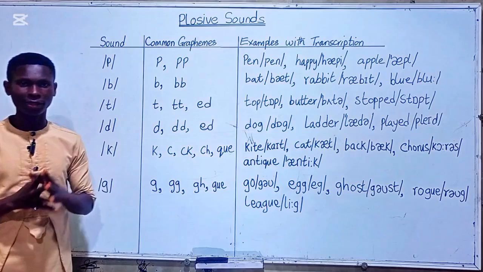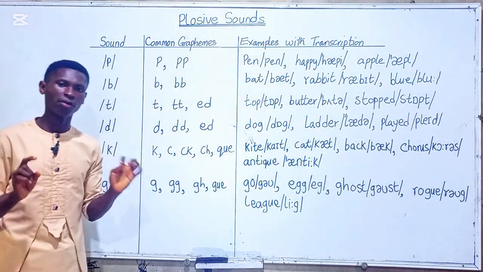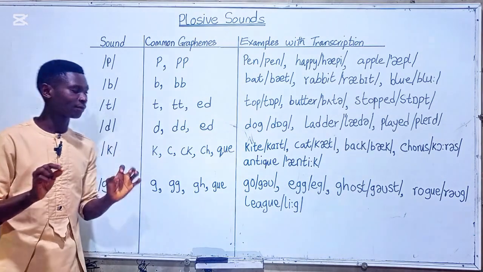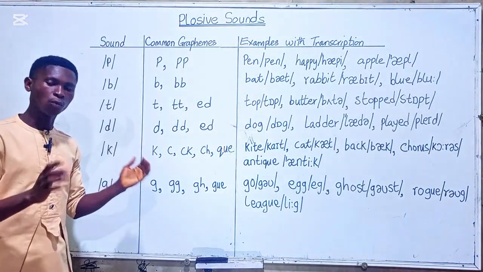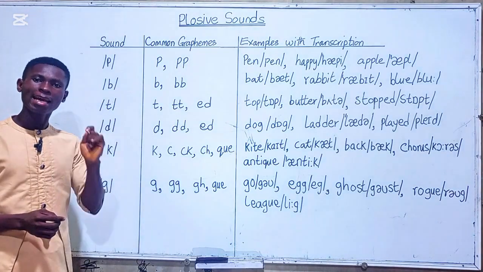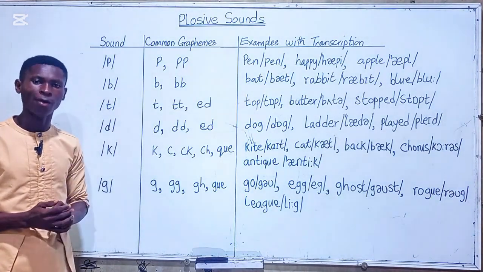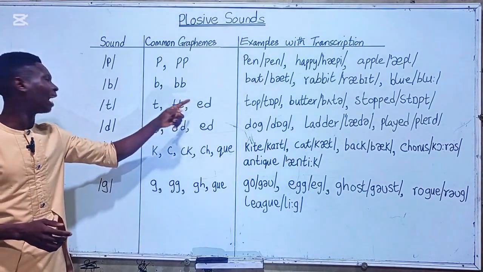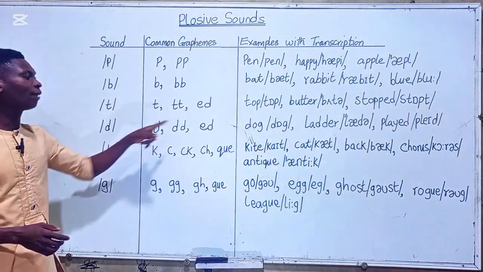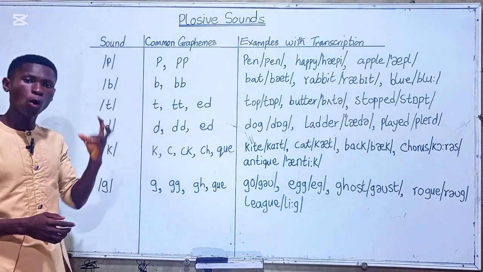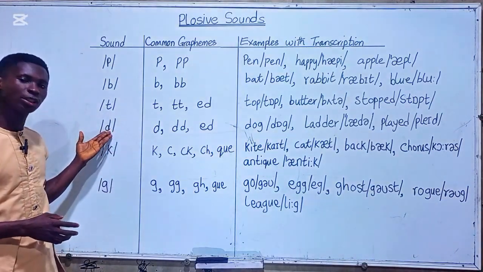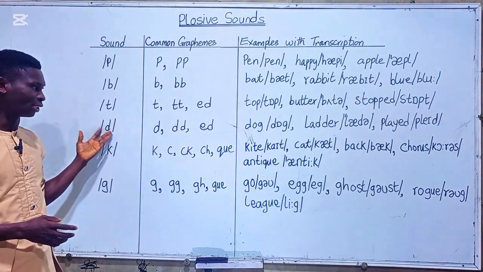The secret behind this is the sound environment, the context of the sound. That's where the sound is located, which determines which sound to have. When you have the ed after a voiceless consonant sound, then you realize it as the voiceless alveolar plosive. But when you have ed coming after a voiced consonant sound or a vowel sound, you realize it as the voiced alveolar plosive sound, which is d.